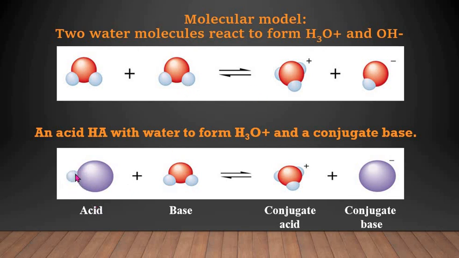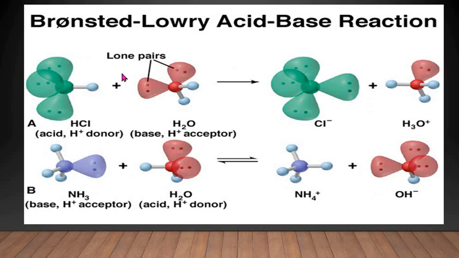Here it donates a proton, hence it is an acid, and the base, which has two H, accepts one from the acid, so it is the base. Another representation: HCl donates a proton and acts as an acid, and water, which accepts the proton, acts as a base. NH3 accepts a proton, hence it is a base, and water donates a proton, acting as an acid.